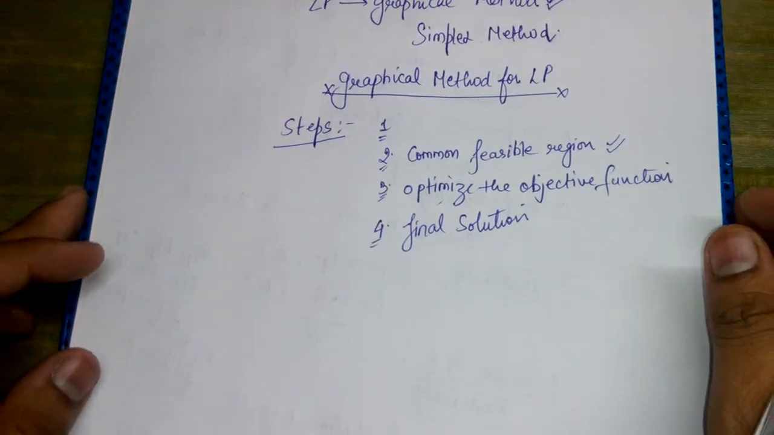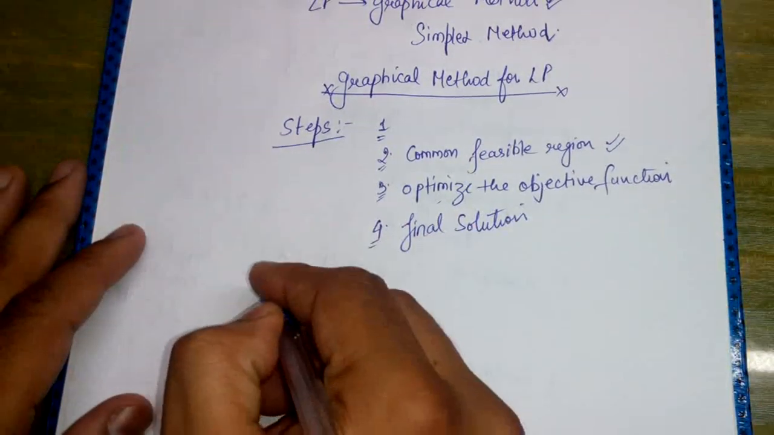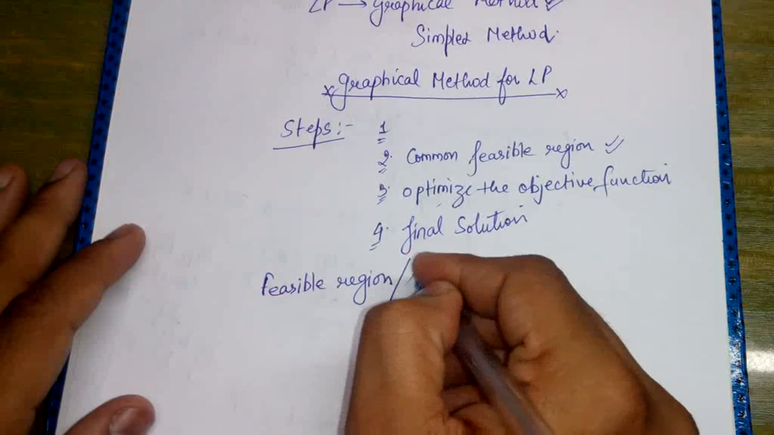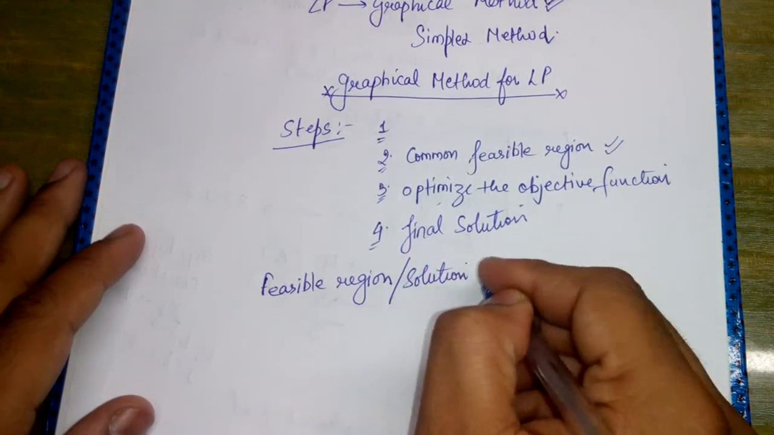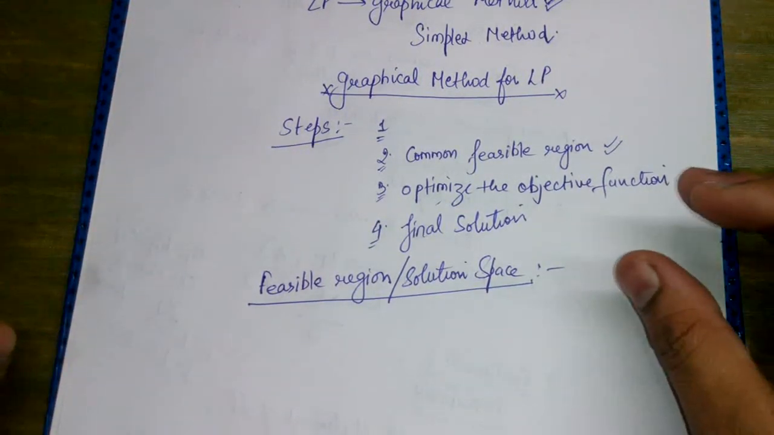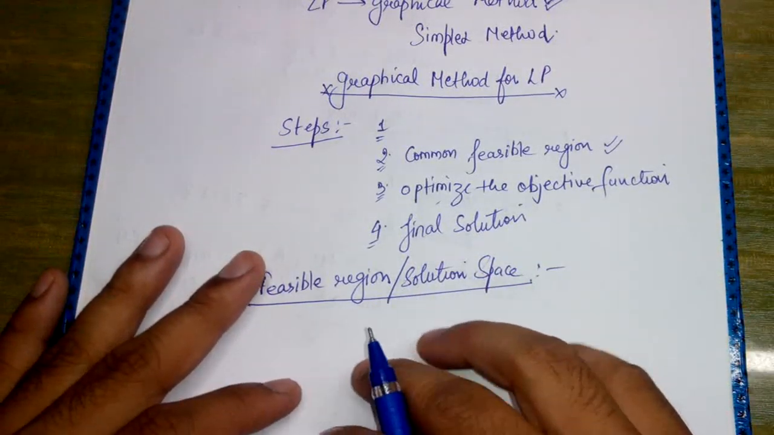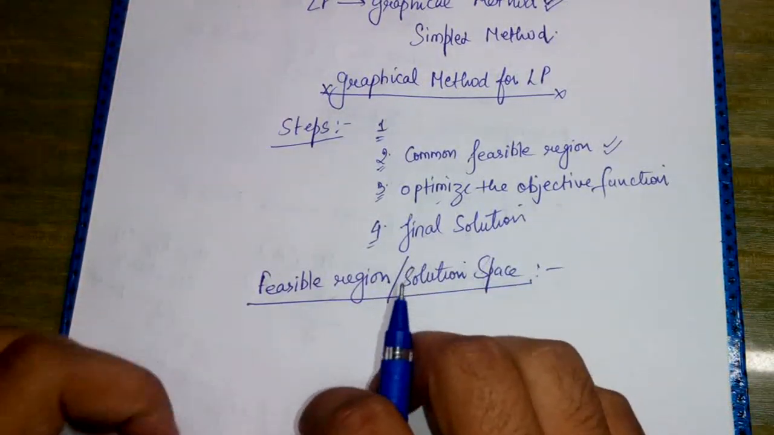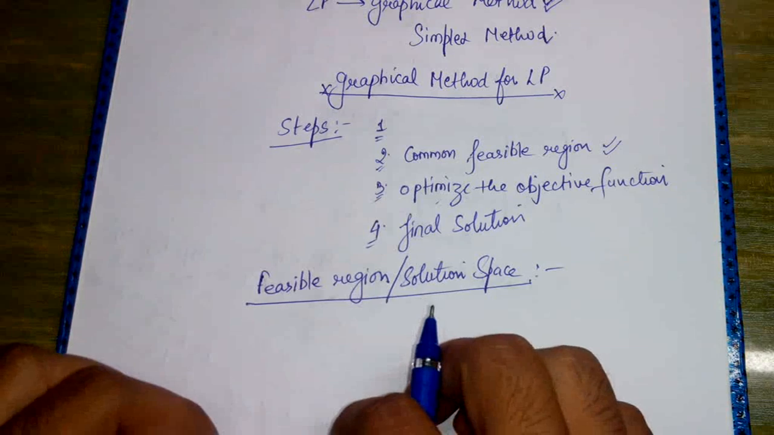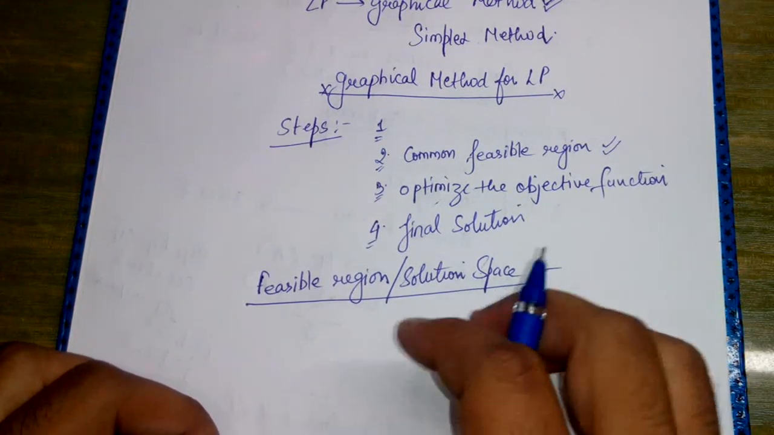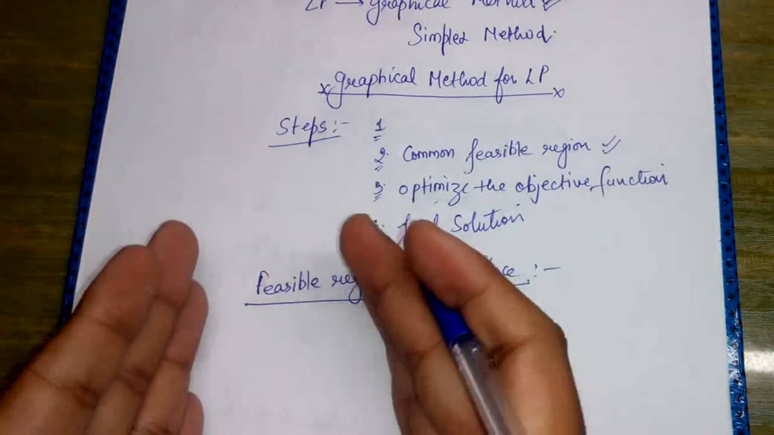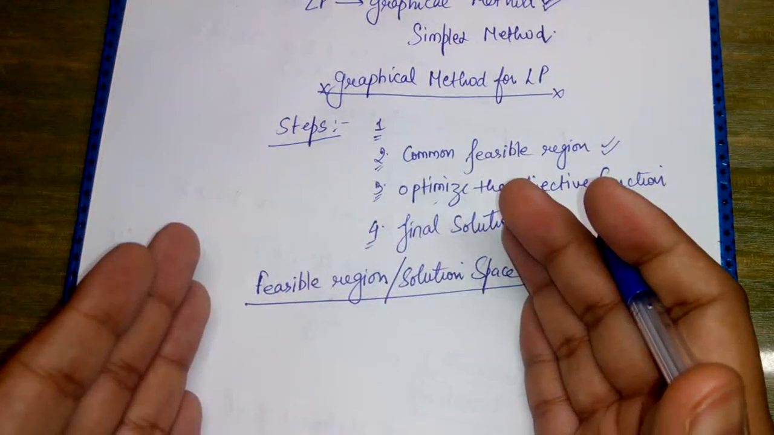Now we will discuss what is the feasible region or solution space. The feasible region or the solution space is the region where all the constraints are plotted on a graph and we get a common region where all the constraints are simultaneously satisfied. So this region is known as the feasible region or the solution space. Any point within this region can be our solution under the given constraints. This feasible region must be a convex set, otherwise linear programming cannot be applied.